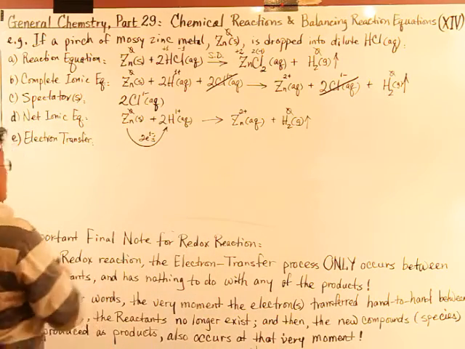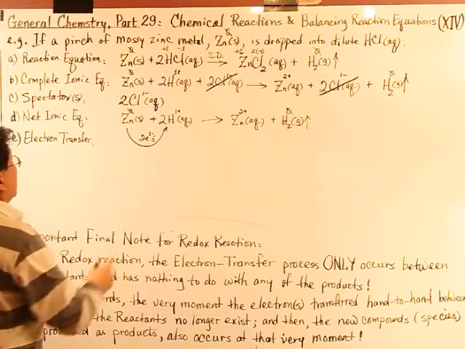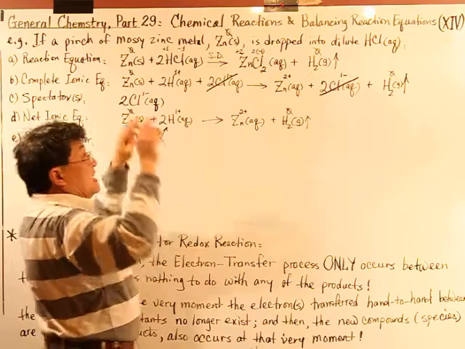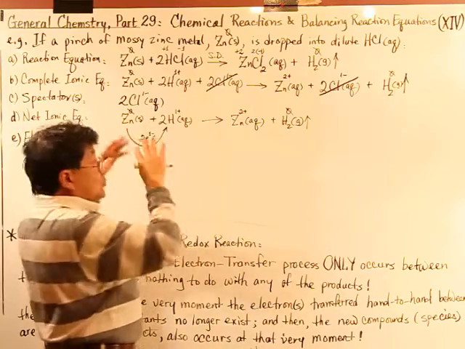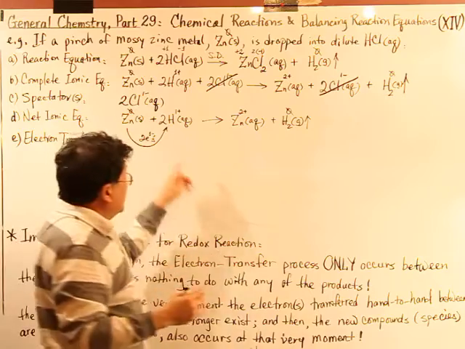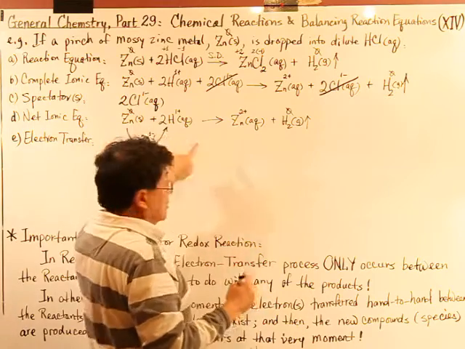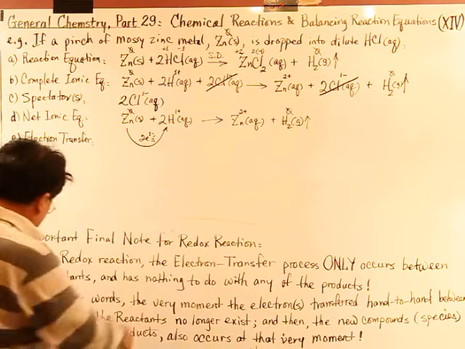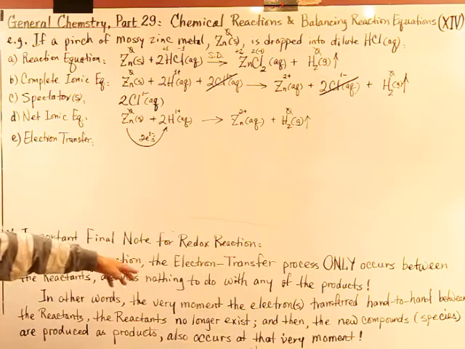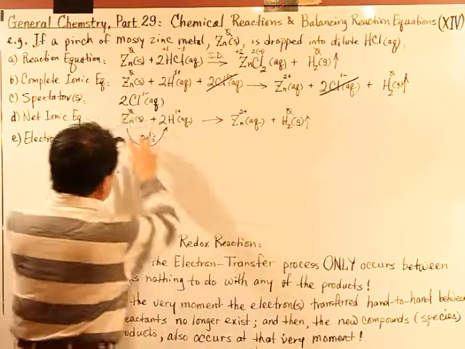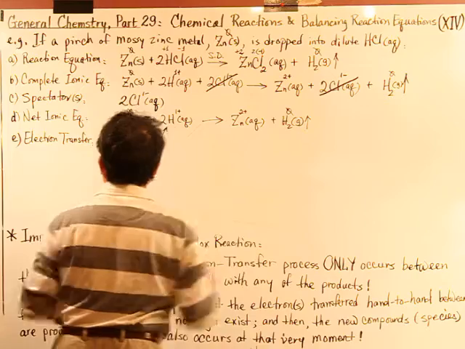Now, is that clear? After this transfer process has just finished, these two no longer exist, and they become these two. You see my point? Final notes about this: at the very moment they become this, these no longer exist, they become that, right?